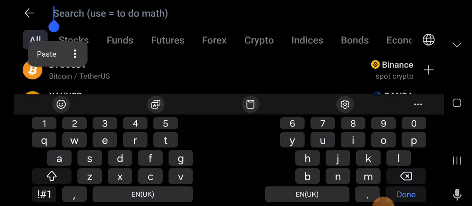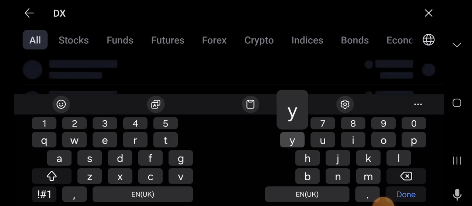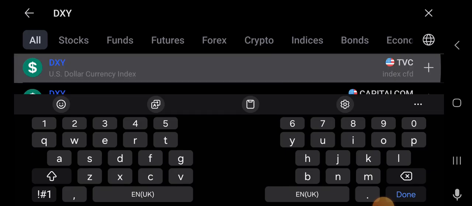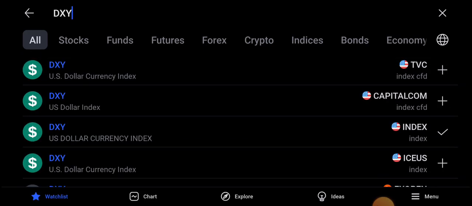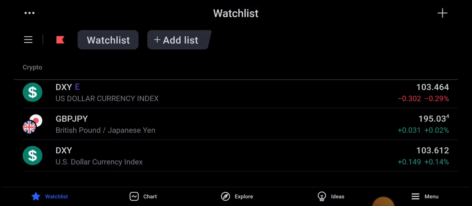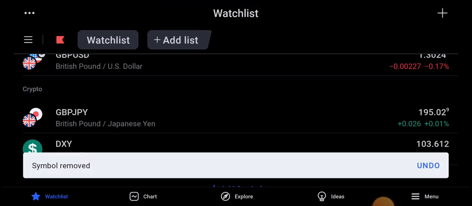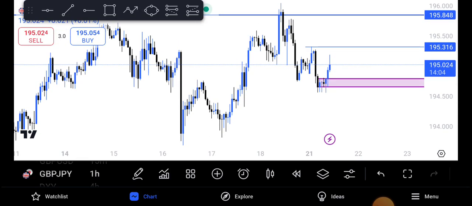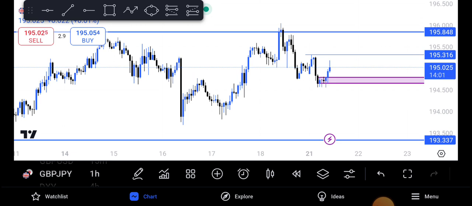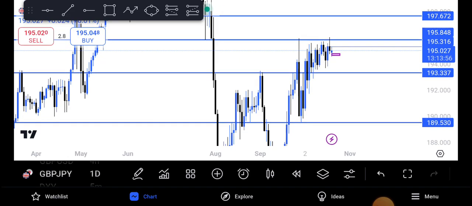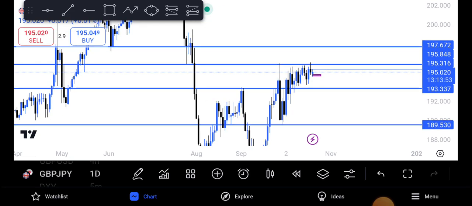Let's look at the dollar index in general. Let's look at DXY and see what is happening on the DXY. I will leave this pair here for analyzing purposes only. So I will have two GJ on my chart.